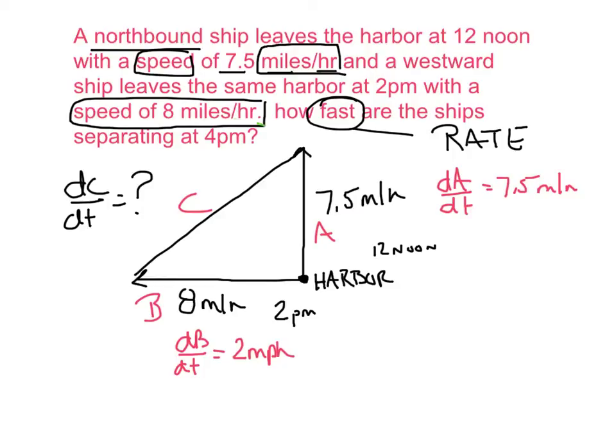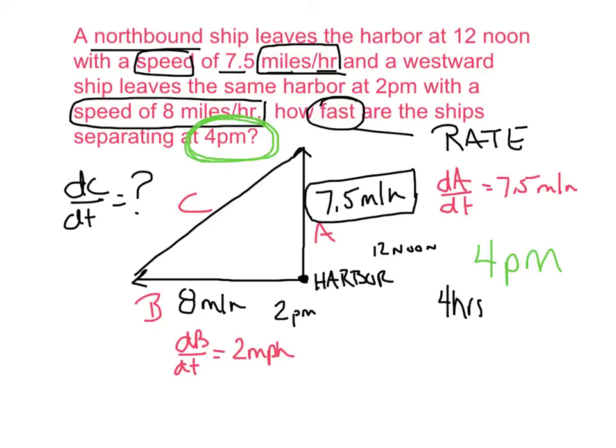So here's the catch. We want to know how far they are at 4 p.m. So at 4 p.m., how many miles did this guy go north? Well, he started at 12 noon, so at 4 p.m., that would be 4 hours. Would you agree with that? Now he can drive the boat 7.5 miles per hour, so I need to do 7.5 times 4 to get me 30 miles.